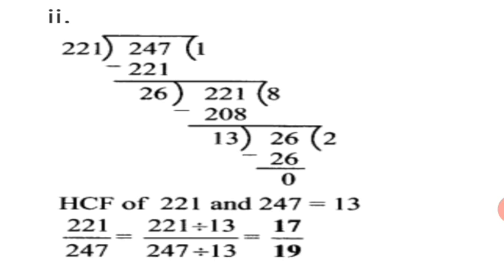Second sum, 247 divided by 221. 221 ones are 221, remainder 26. 26 eights are 208, remainder 13. 13 twos are 26, remainder 0. So 13 is the HCF of 221 and 247. 221 upon 247 divided by 13 each gives us 17 upon 19.